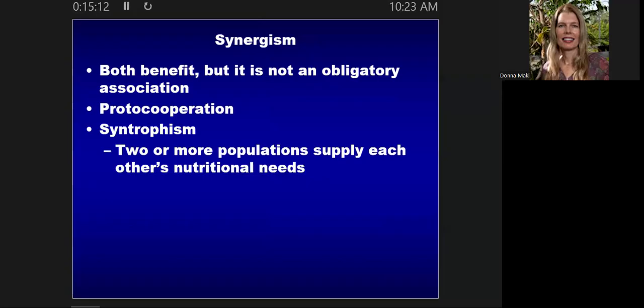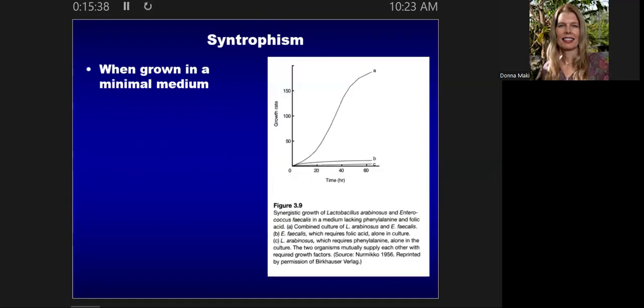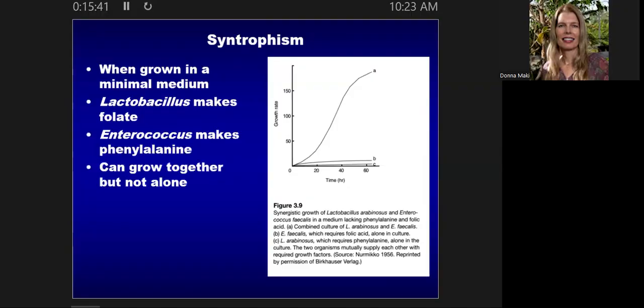Synergism also includes this concept syntrophism, which is just, again, when you see troph, it means to use or to eat, if you want to think of it that way. And so two or more populations are helping each other nutritionally. And there's countless examples of this idea, again, where you have the waste product of one being used by a nearby microbe.